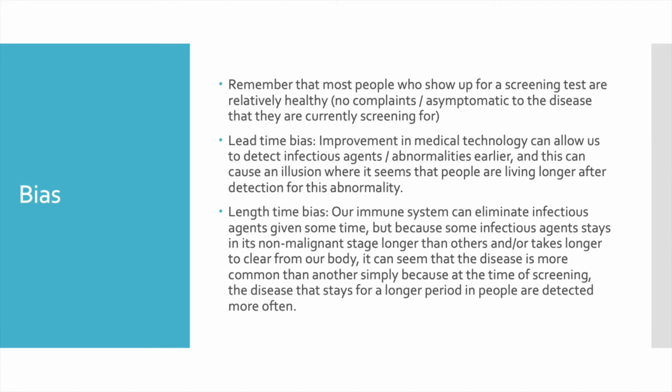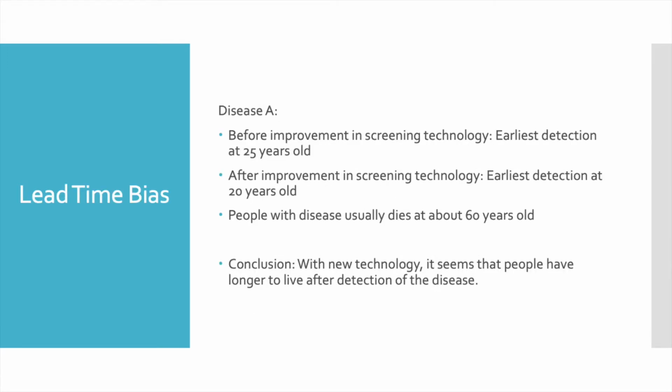So for example, we'll call this example disease A. For disease A, with current technology, we are able to detect it by age 25, and people usually die at age 60. So therefore, people will have around 35 years to live. But with improvement in medical technology, we now can detect it at 20 years old. So instead of 25 to 60, now people live from 20 to 60.